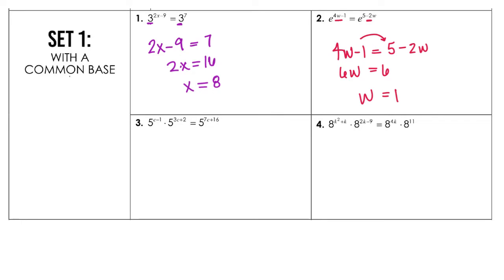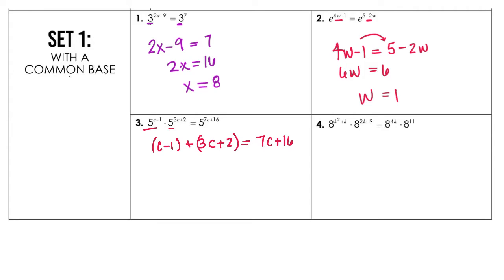Now moving down here to our next example, we don't have just a single base, we've got these two. And remember, if you multiply with like bases, you need to add your exponents. So we have c minus 1, that's that first exponent, plus our second exponent, so that's going to be 3c plus 2. And so there's where we've added our two exponents. We know we're going to have to do that. And then those are equal to 7c plus 16.